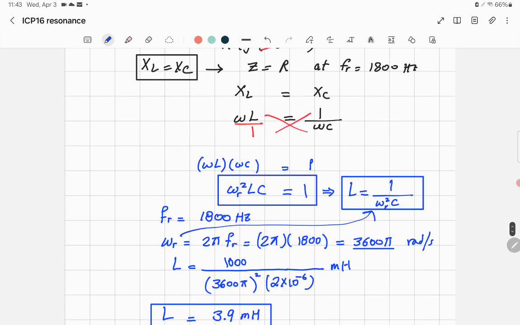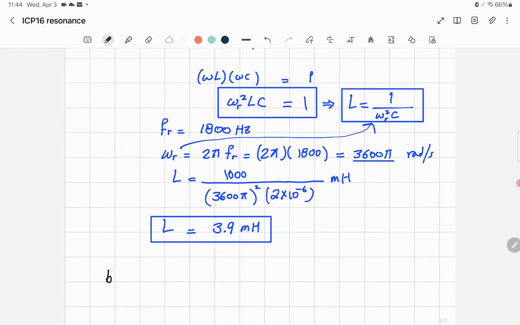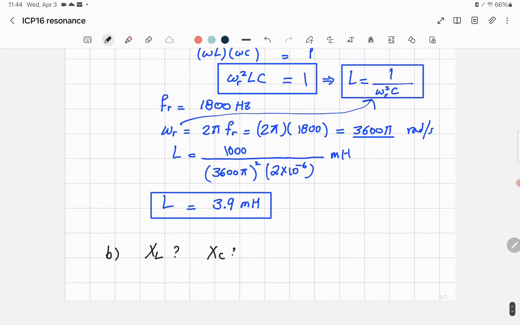All right. Let's go now for the second question. The second question is, let's calculate XL and XC. What is the value of XL? What is the value of XC? And how do you compare them? All right, to do that, it's easy.